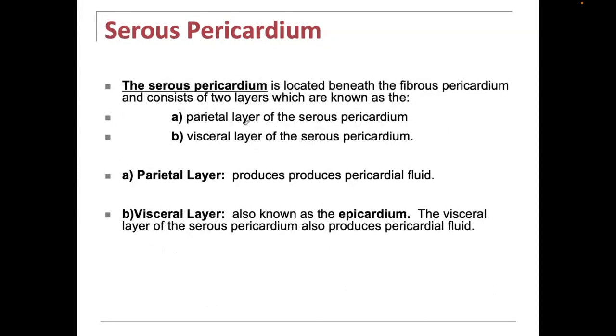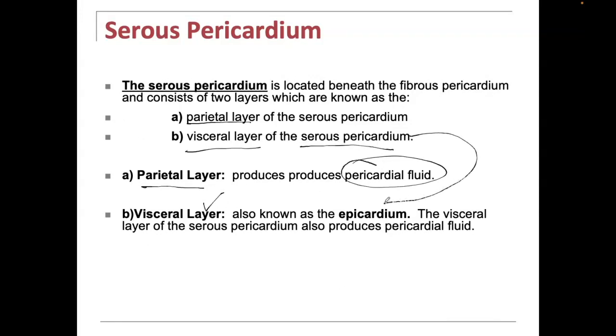The serous pericardium, remember, has the parietal layer and the visceral layer. And it's the parietal layer that produces the pericardial fluid. And the purpose of the pericardial fluid, remember, muscles contract, they generate heat. It's going to be designed to cool off the heart. And the visceral layer of the serous pericardium is also referred to as the epicardium.